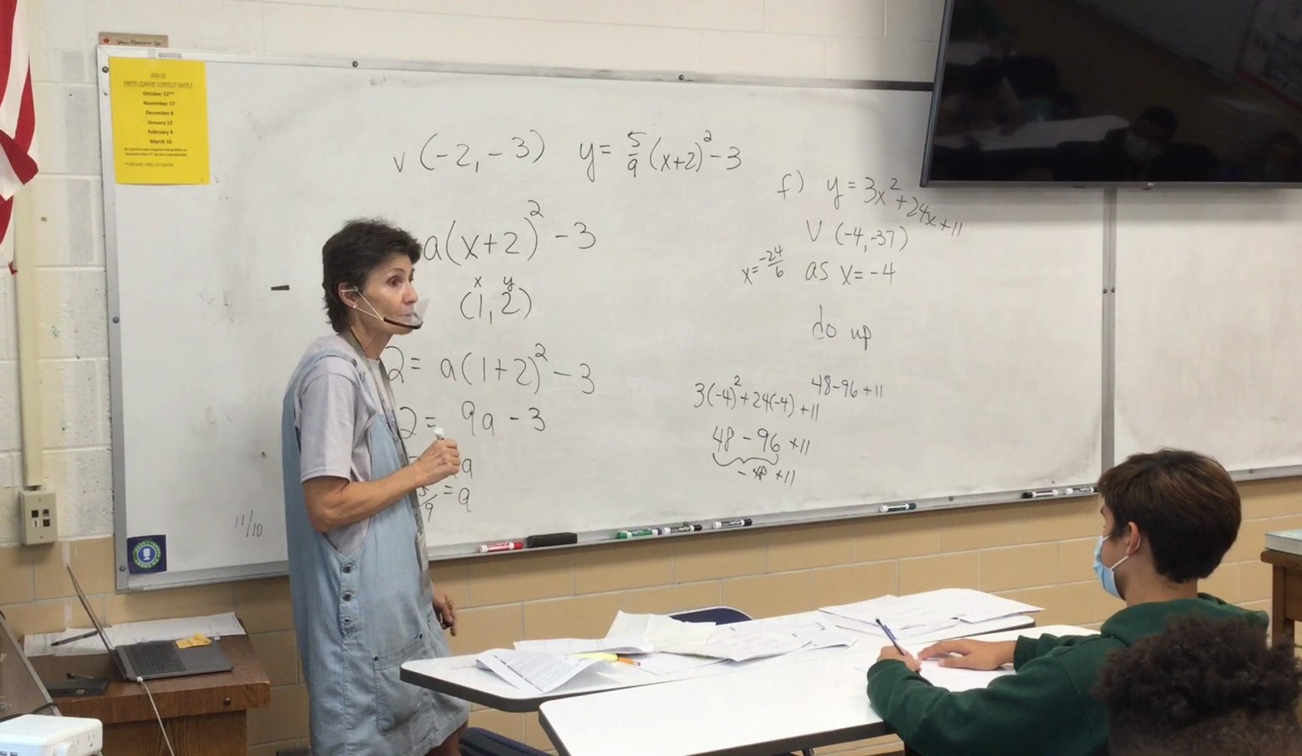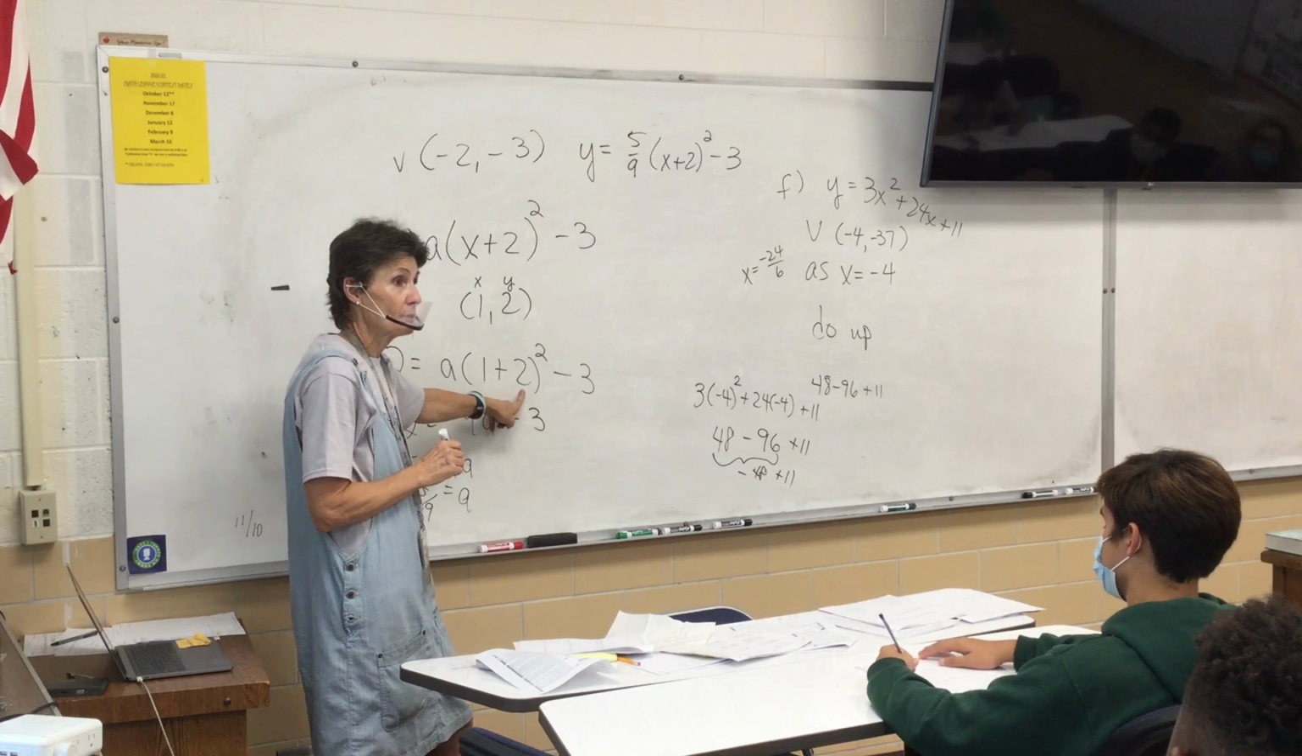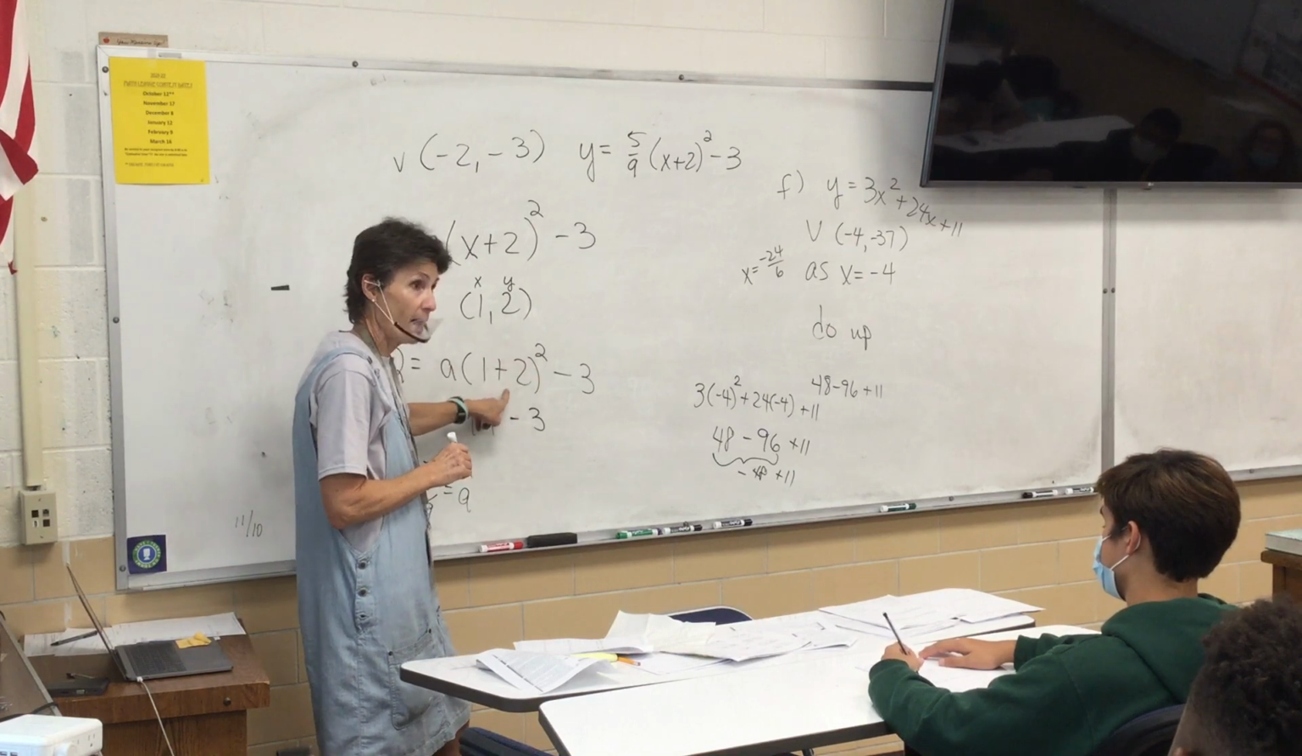Ellie? How did you get the 9A? 1 plus 2 is 3. Squared is 9 times A.